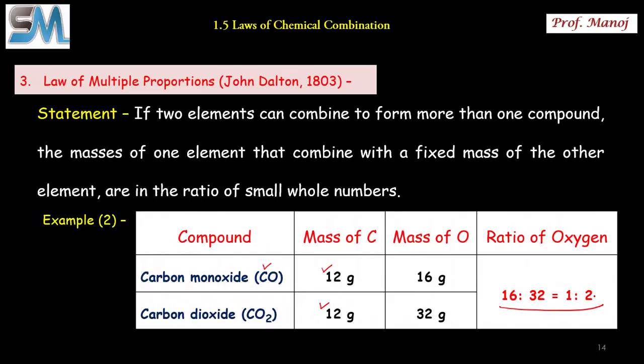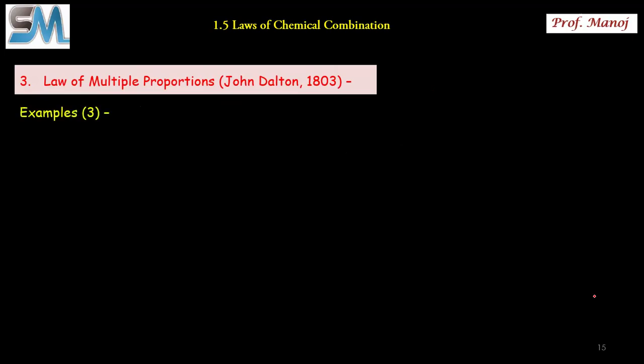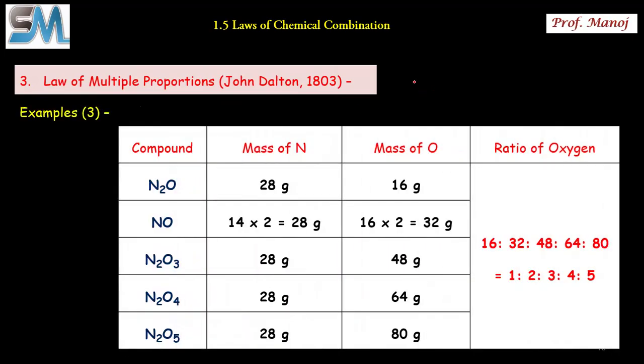Now the third example, which we'll be seeing here, is a little bit different. We are considering two elements here, that's nitrogen and oxygen. But there is some difference here. There are 5 compounds of nitrogen and oxygen taken: N2O, NO, N2O3, N2O4, and N2O5. In the first, third, fourth, and fifth, you can see the amount of nitrogen everywhere is the same, 28 gram. Find the amount of oxygen accordingly: 1 oxygen atom, 3 oxygen atoms, 4 and 5.